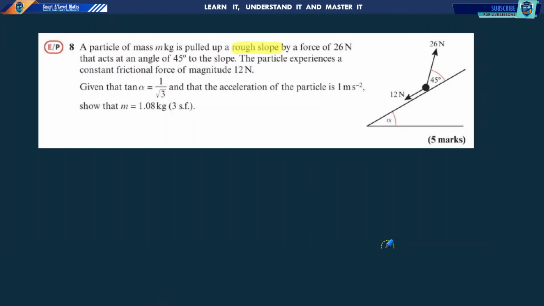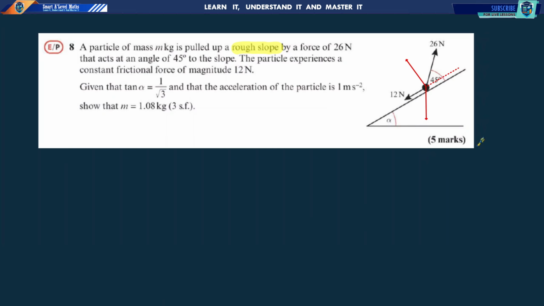So let's go ahead and start with our solution. We're going to indicate some forces that are not indicated here, and one of these forces is the normal reaction. The normal reaction is always perpendicular to the surface. Also we need to show the weight of this particle, which always acts down, perpendicular to the ground. Next we need a dotted line here that is parallel to the plane, and the angle still remains the same, 45 degrees.